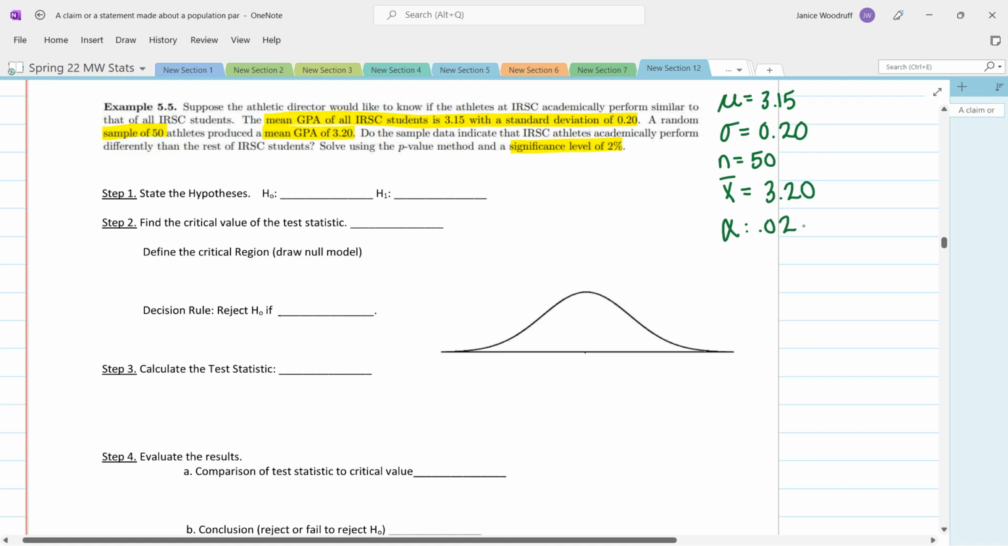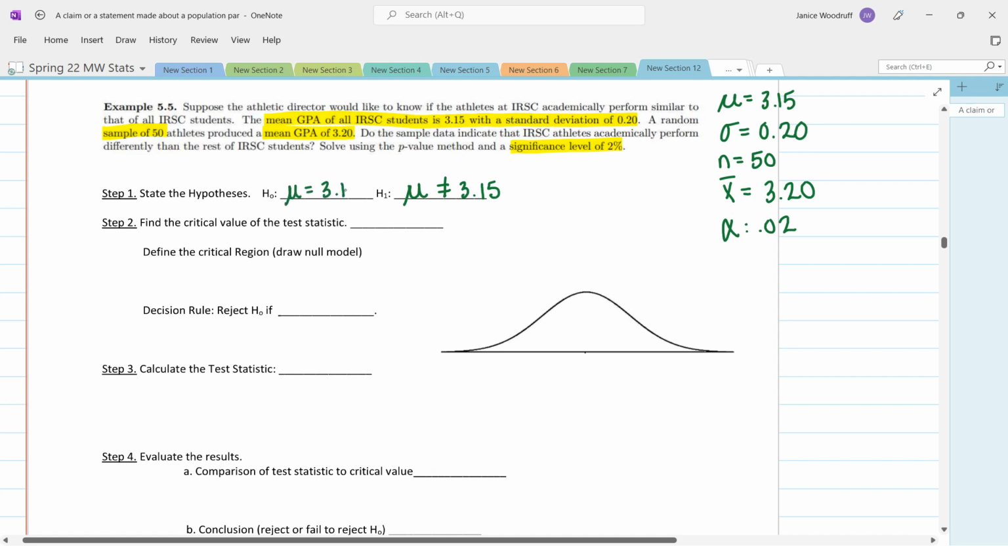All right, the null and the alternative. So it says here, do the sample data indicate IRSC athletes academically perform differently? So differently, what is that going to be when we say what the mean is, in terms of those three options? You had less than, greater than, or not equal. It's different. It's not less than or greater than. So this would be not equal. So the alternative hypothesis is that the mean is not equal to 3.15. The null is that the mean is equal to 3.15.